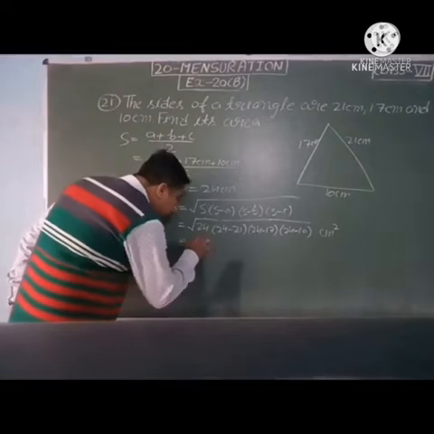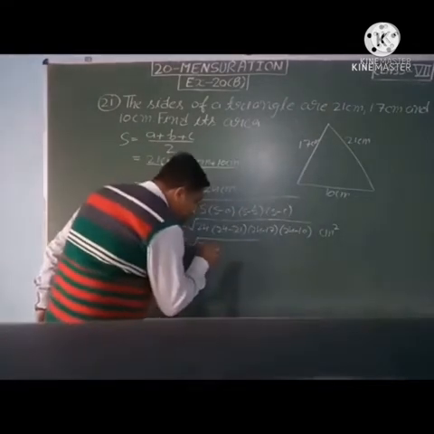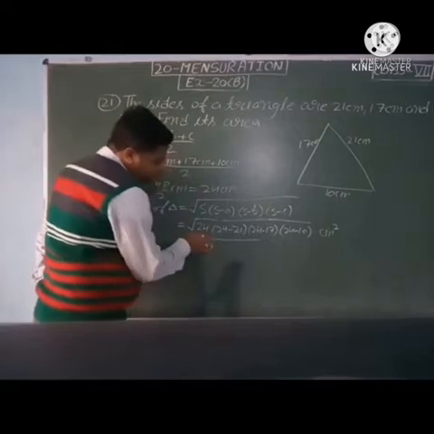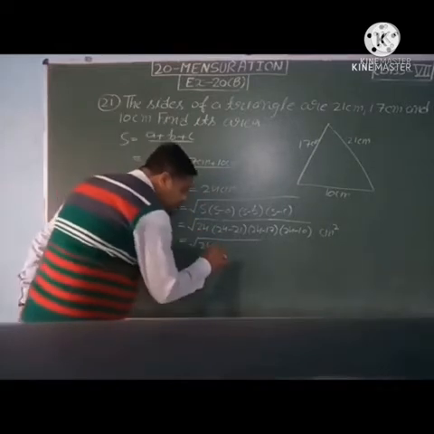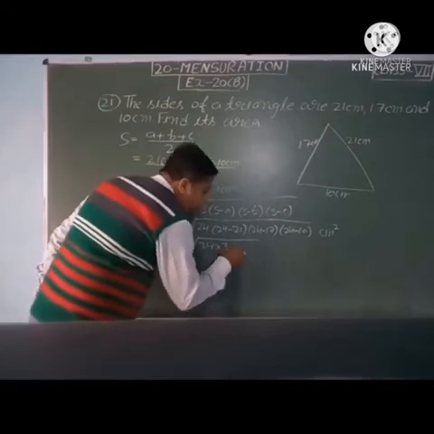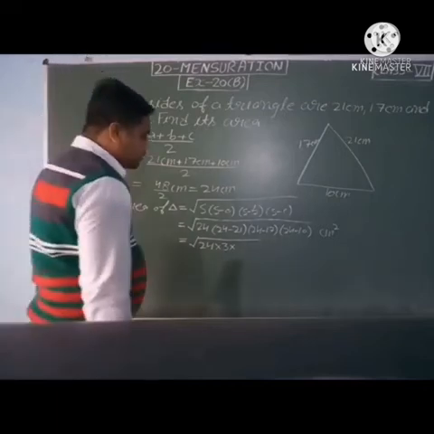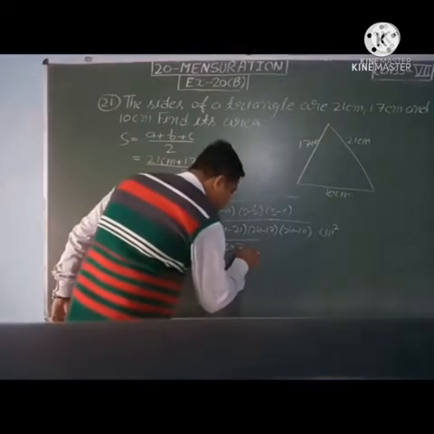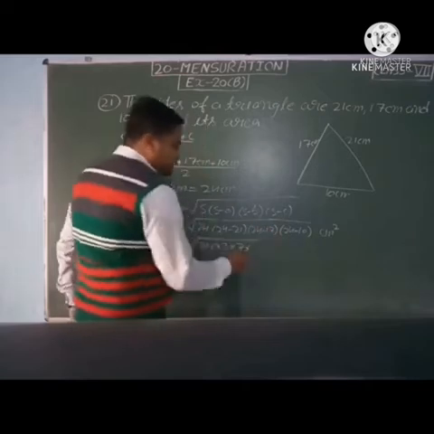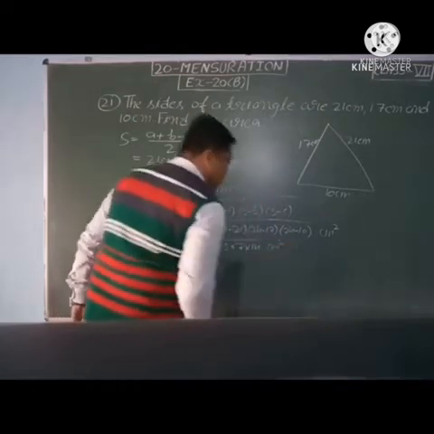Now we can solve this. 24, what sign between 24 and this bracket? Multiply. 24 minus 21, 3. Multiply 24 minus 17, what will we get? 7. Multiply 24 minus 10, 14 centimeter square.